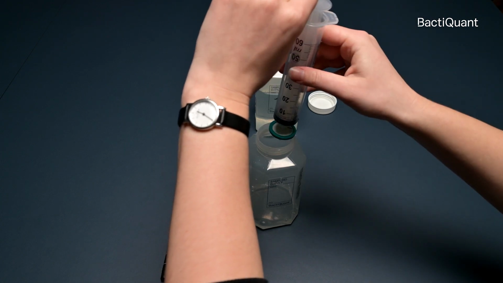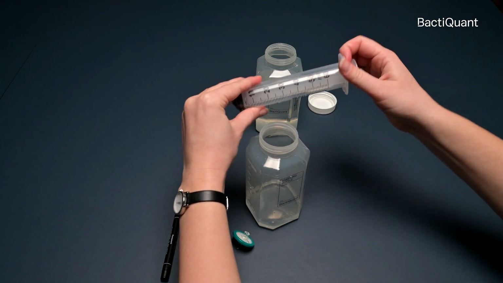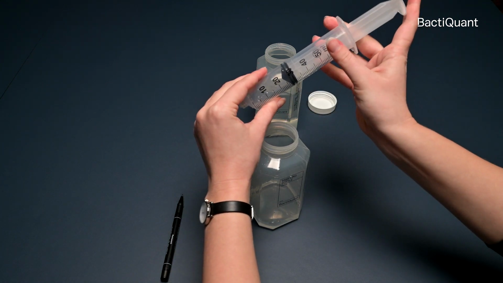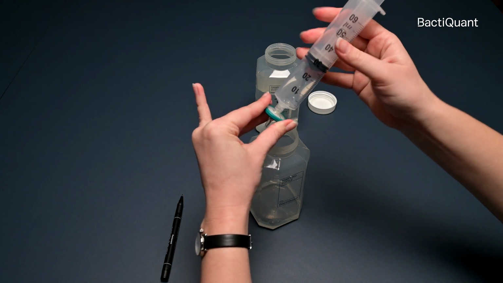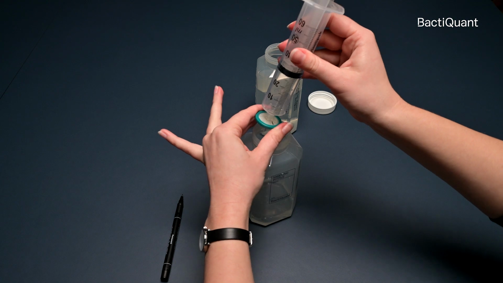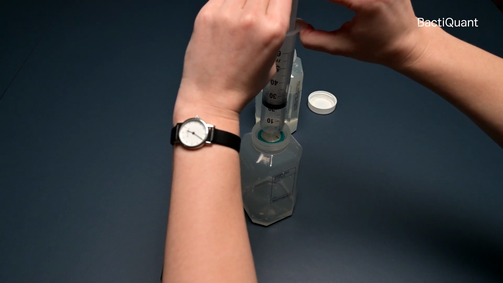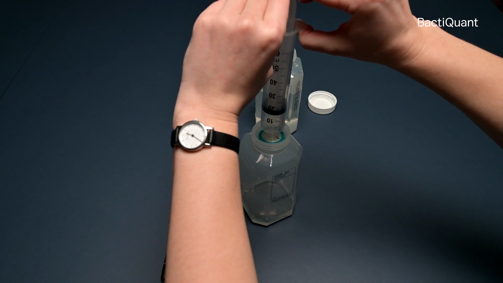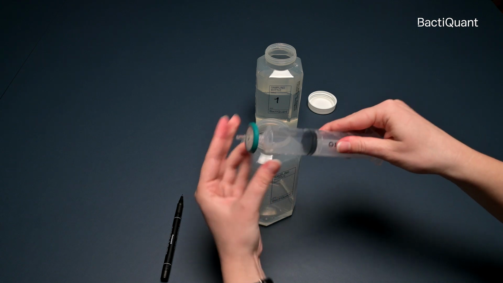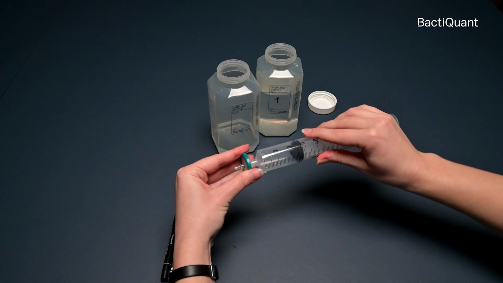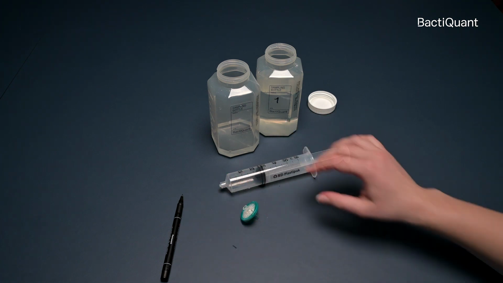Detach the filter from the syringe. Fill the syringe with air, reattach the filter, and use the air to push out the remaining liquid into the waste bottle. Dispose of the syringe.